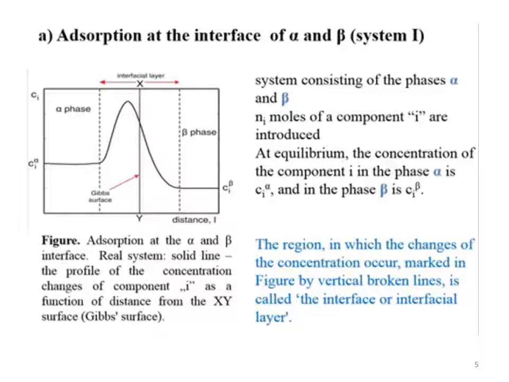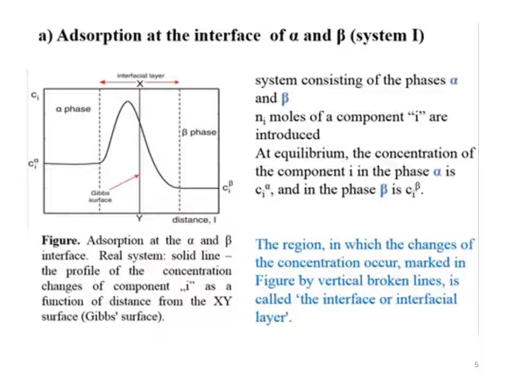On the right side of the slide it is written: a system consisting of the phases alpha and beta, and n_i moles of component I are introduced at equilibrium. The concentration of component I in phase alpha is Ci alpha and in phase beta is Ci beta.